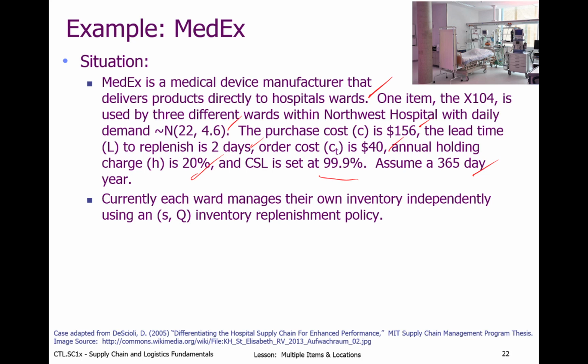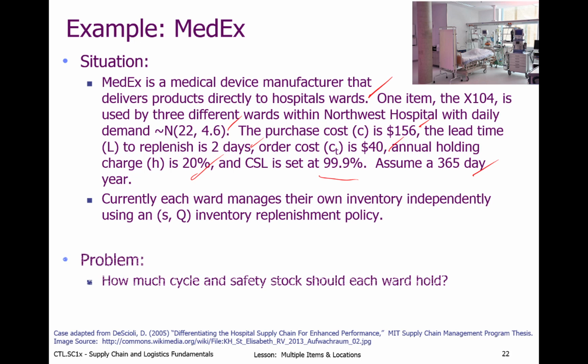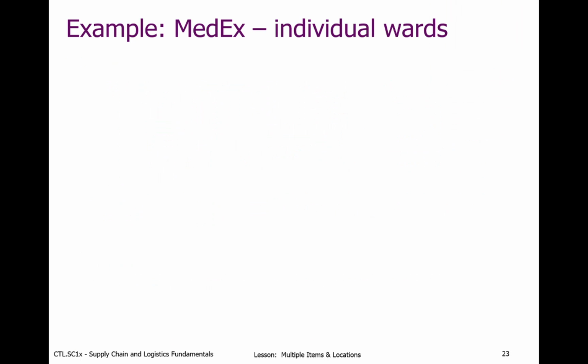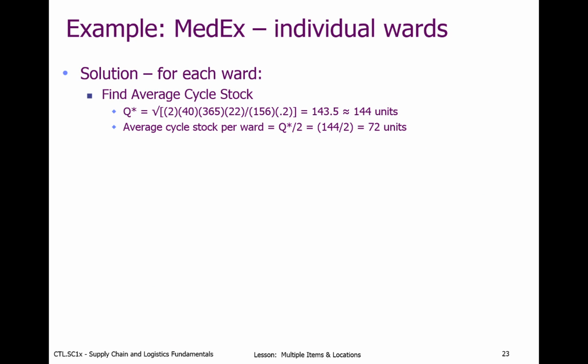So currently, each ward manages their inventory independently, and they work with Med-X directly, and they each use an sQ inventory replenishment policy. So the question we want to figure out is how much cycle and safety stock should each ward hold? This should be very easy. You guys should be experts at this by now. So what do we want to do?